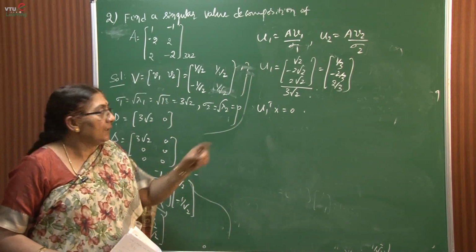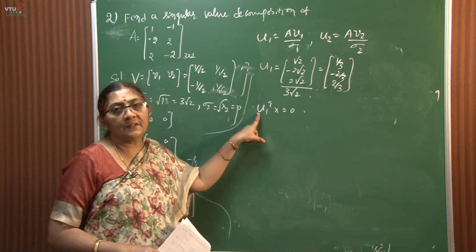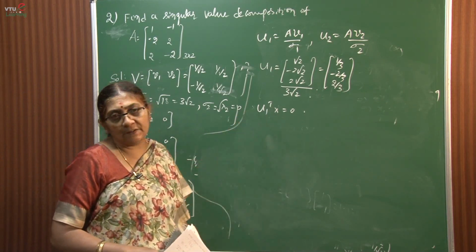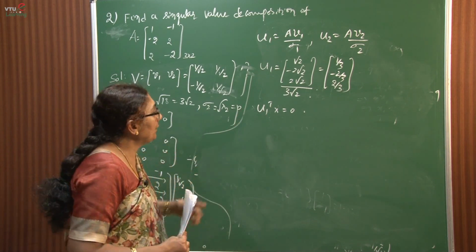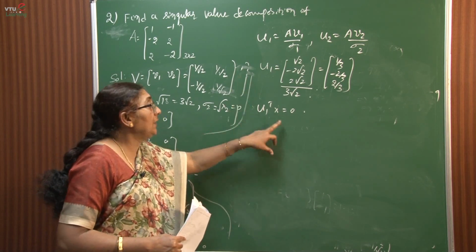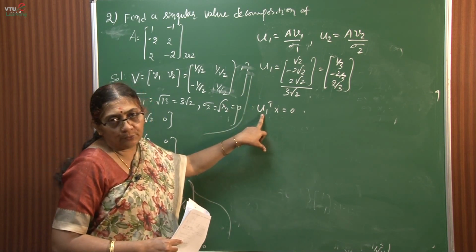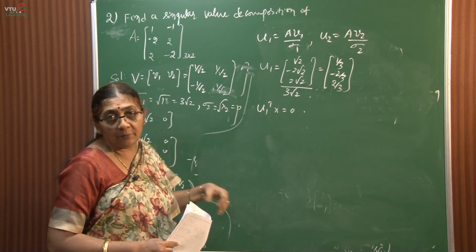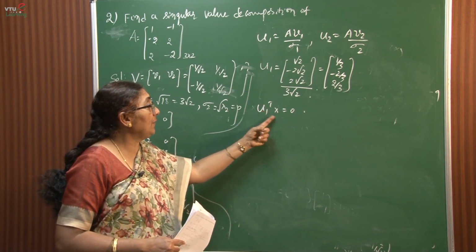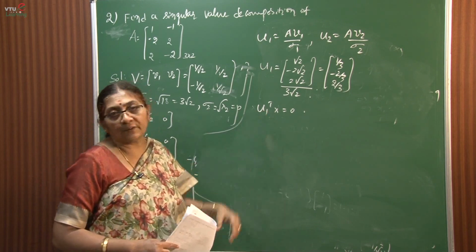How to proceed? We are using one formula. This is a constraint optimization formula: U1 transpose into x is equal to 0. Using this, we are finding the other two vectors. Definitely, the other two vectors are orthogonal to U1, because we are finding them based on U1.